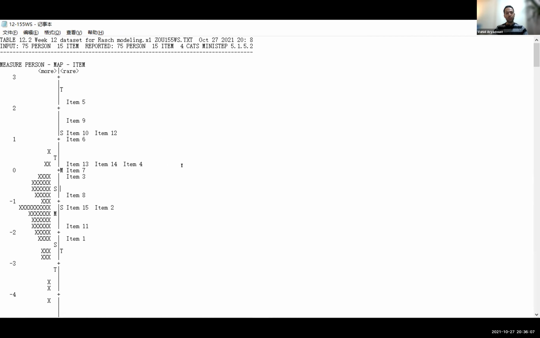As you see, the overwhelming majority of persons on the left side are below the mean of the items. They're below 0. So that's another piece of evidence for you that this test is really difficult for these people. So we have created a difficult test.